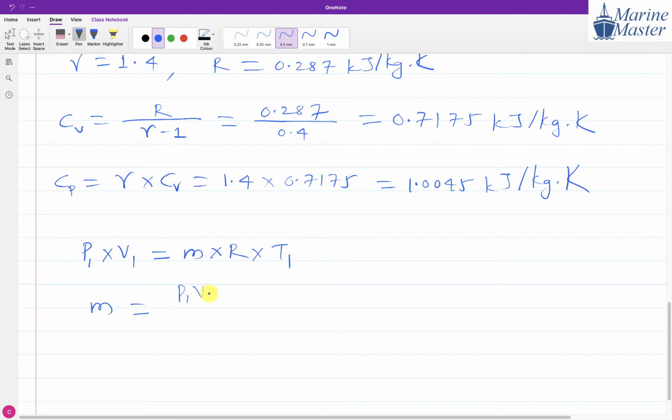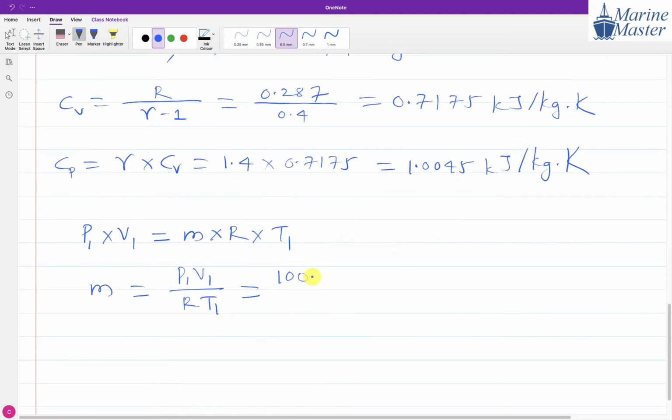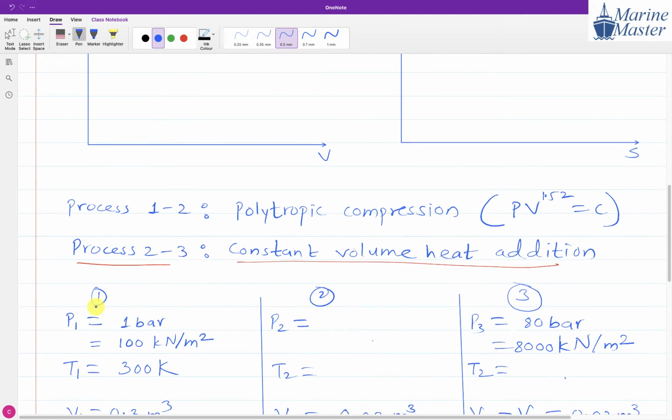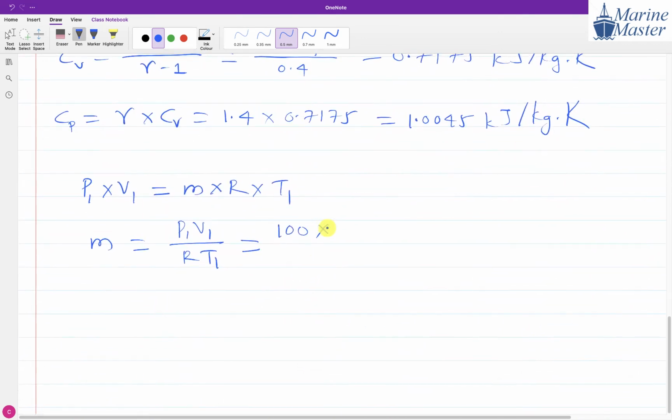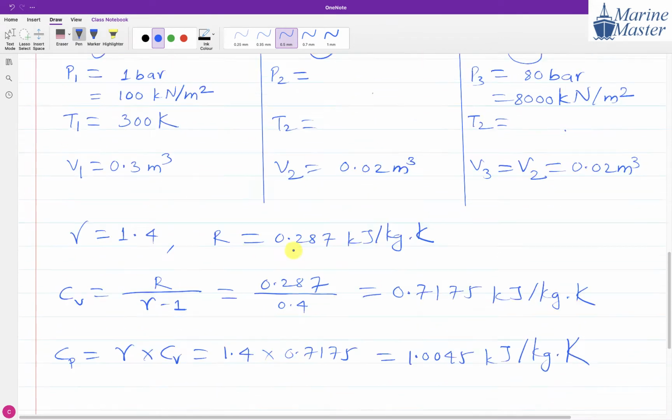So mass will be P1 V1 divided by R T1. The value of P1 is 100, V1 is 0.3, R is 0.287, as they have given us, and T1 is 300 Kelvin, see the table.